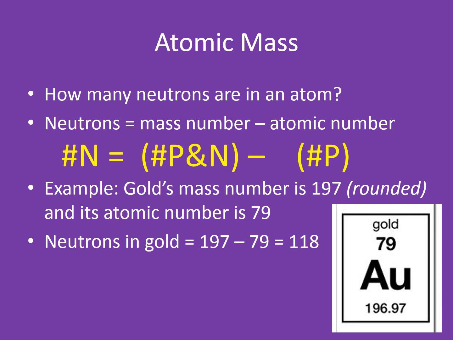So gold's mass number is 196.97, which we're rounding to 197. I'll explain why in a little bit. So we're taking the 197 and we're subtracting the 79 protons that are also there. So our answer in this case would be 118 neutrons.